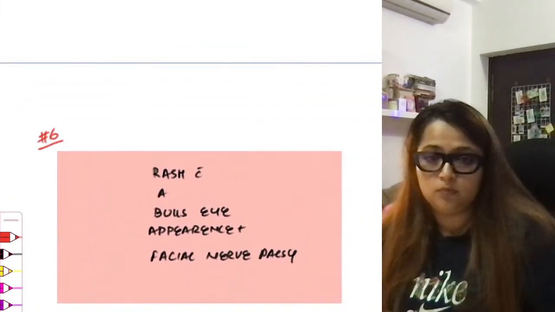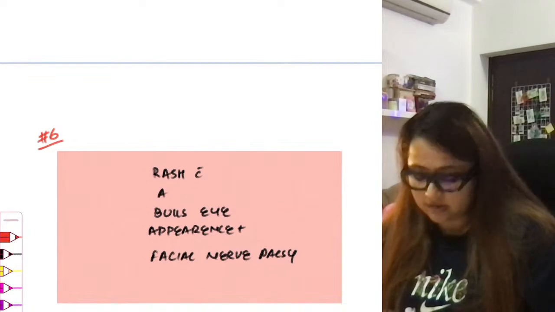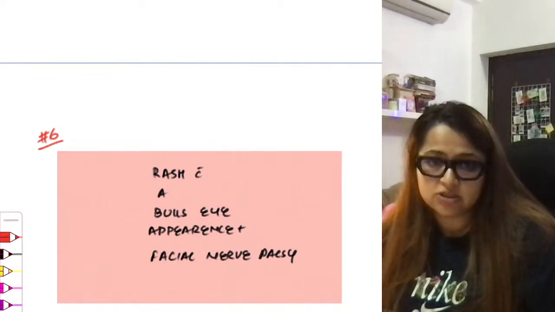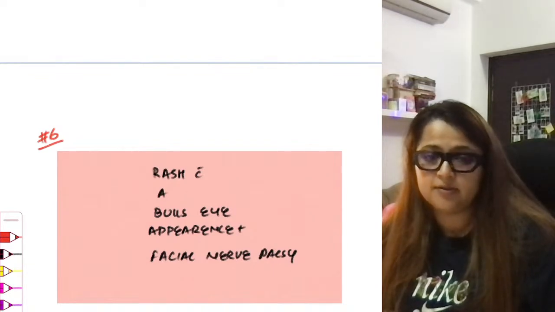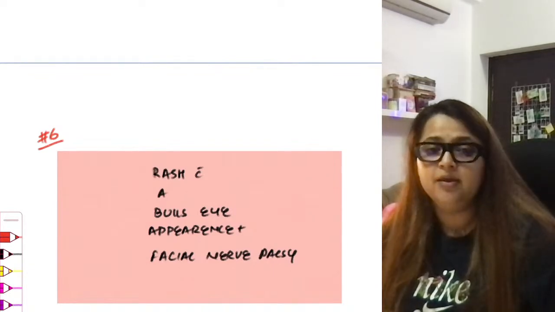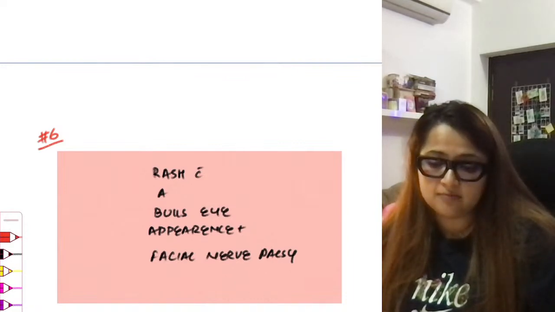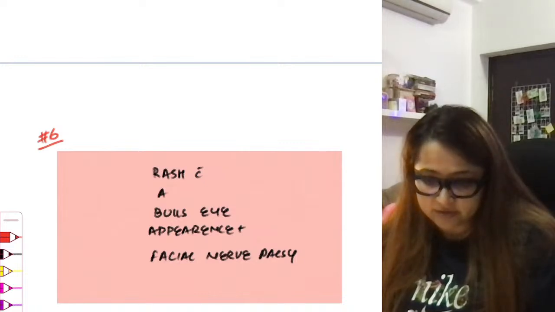Okay. What if you are given a question like this? A patient comes to the OPD having a rash that gives a bullseye appearance, and the patient is also showing signs and symptoms consistent with facial nerve palsy. What is this? Gurjeet, you gave the right answer. Exactly.